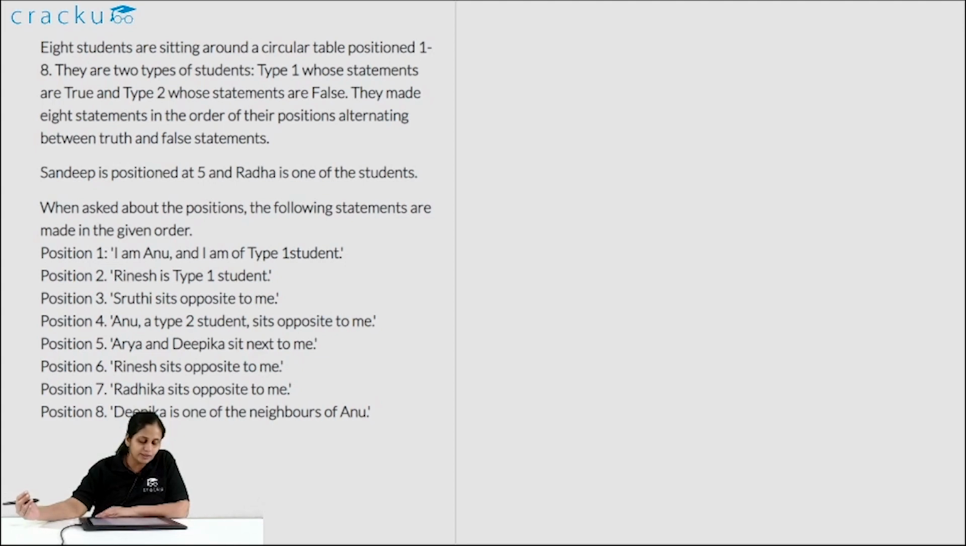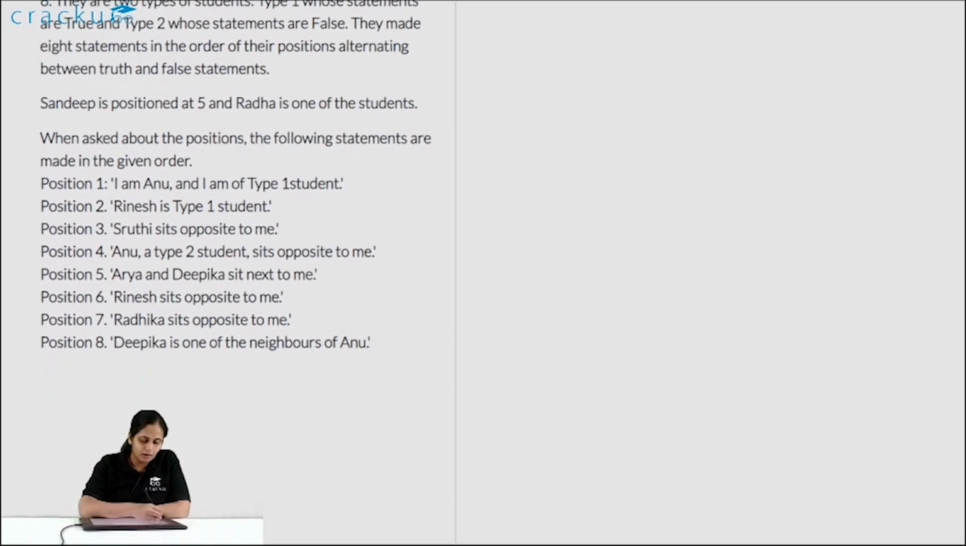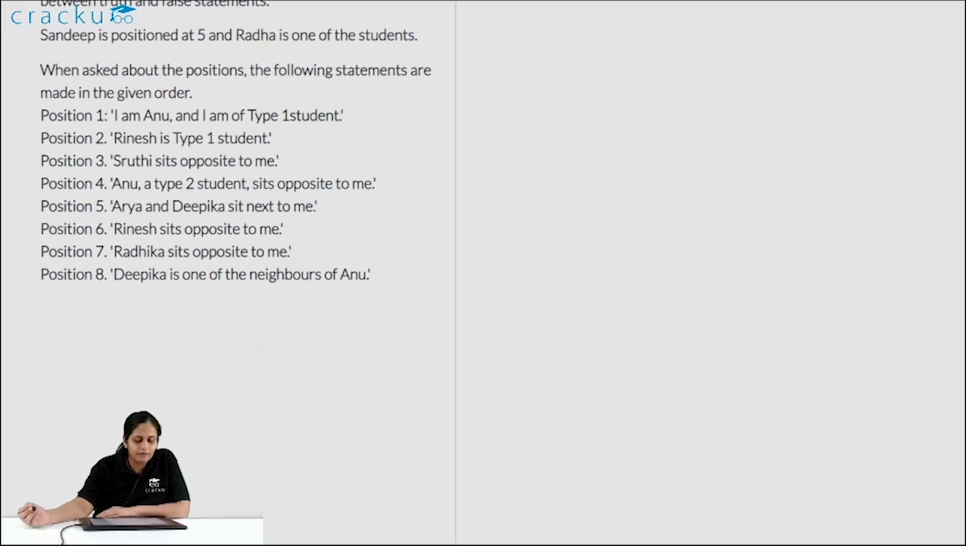Another information that is known is Sandeep is positioned at 5, Radha is one of the students, and then the statements are given. When asked about the positions, the following statements are made in the given order. Position 1: I am Anu and I am type 1 student. Position 2: Rinesh is type 1 student. Position 3: Shruti sits opposite to me. Position 4: Anu, a type 2 student, sits opposite to me. Position 5: Arya and Deepika sit next to me. Position 6: Rinesh sits opposite to me. Position 7: Radhika sits opposite to me. And position 8: Deepika is one of the neighbors of Anu.